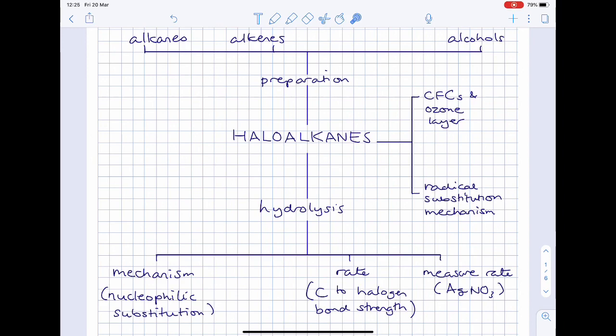So in the next video, we're going to look at how different haloalkanes will hydrolyze at different rates and different speeds due to their difference in carbon-halogen bond strength. And we can actually measure that and see that feasibly in a very simple experiment using silver nitrate, and we talk about that another time.